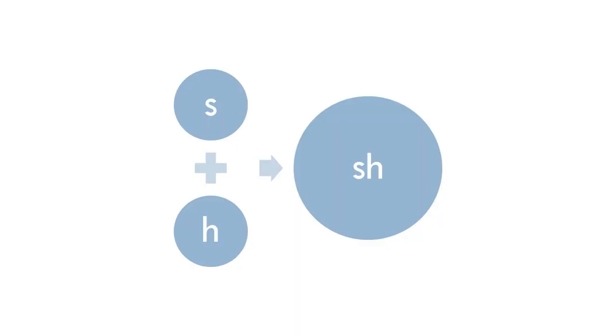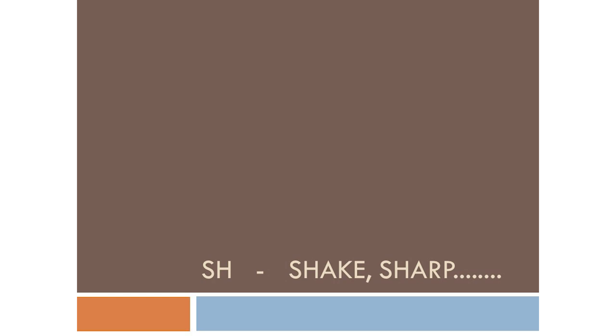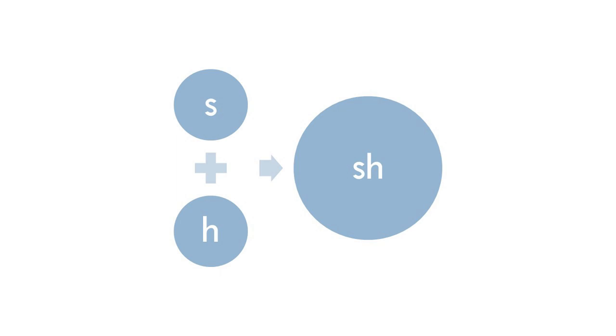For example, sh: we used to say S and H, but both the sounds join together and give a single sound, sh. Like in the words shake, sharp, ship, shark. We have more words starting with the letters sh. The sound not only comes in the beginning, it comes in the middle and at the end too.